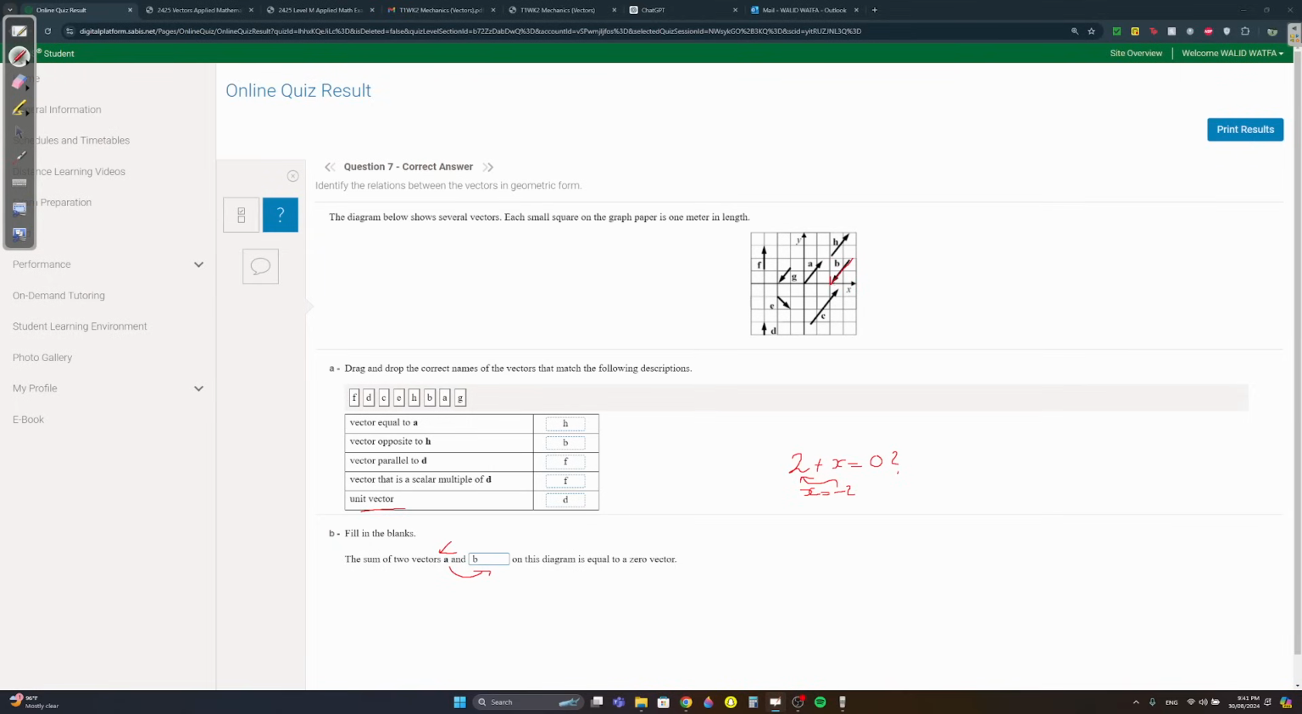It's obviously B because it's going in the opposite direction but with the same magnitude. So obviously A and B are opposites. So when you add A plus B, you're going to get 0.